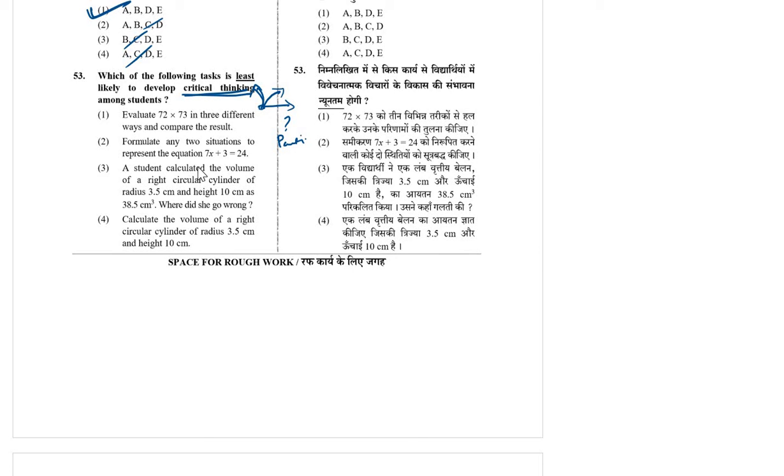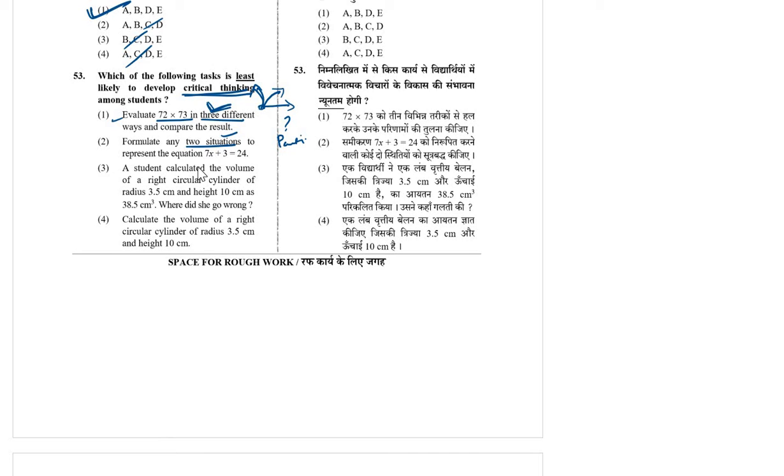So, evaluate 72 and 73 in 3 different ways and compare the results. They can use any type of ideas or method on their own. Okay, this one is okay. Second one, formulate any two situations to represent the equation. Any two situations, they can write this too.